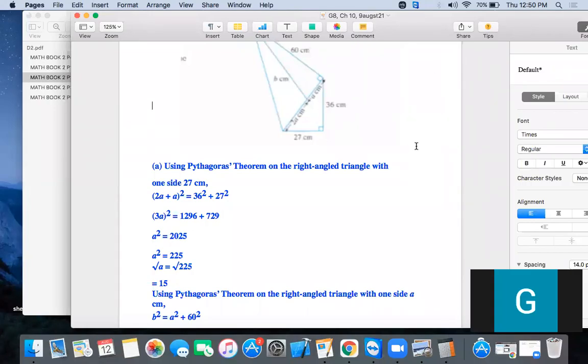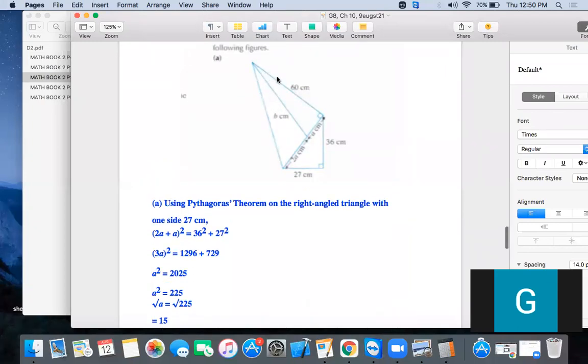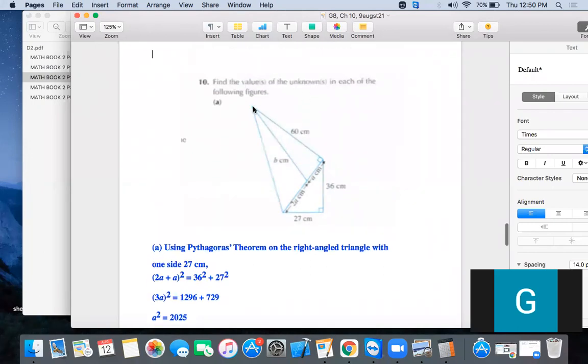Okay, graded. Today we will do question number 10, part A. You can see in part A, there are two right angle triangles. What you have to do is find the values of the unknown figures.